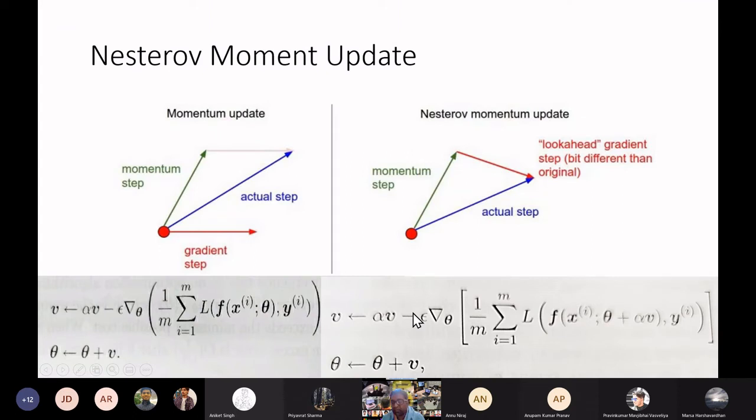In the case of Nesterov momentum, what it tells us is that we first update the model parameters, and then we calculate the gradient estimate. So here you can see the gradient step and the momentum step. This is the actual step. But here we look ahead with the gradient step, and then we take the actual step. So we first update the model parameters, and then we calculate the gradient. In some cases, Nesterov momentum has some advantage over the plain stochastic gradient descent.